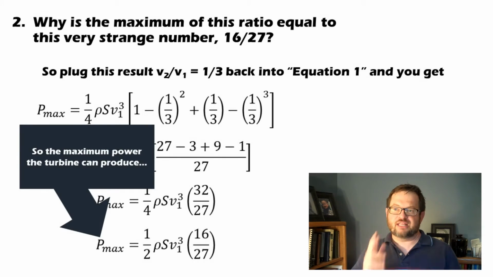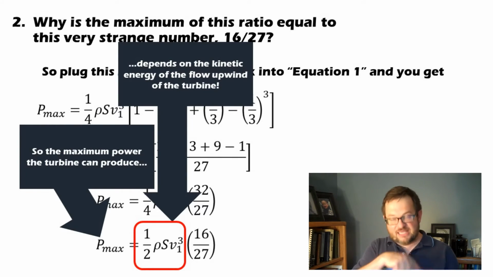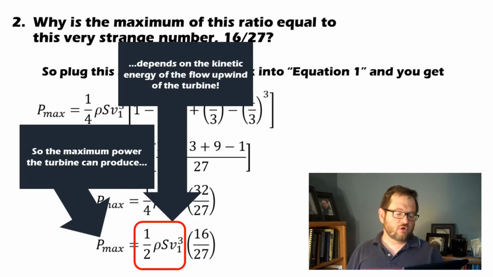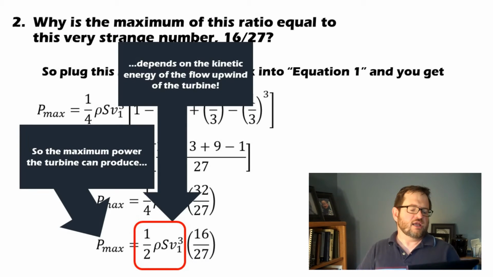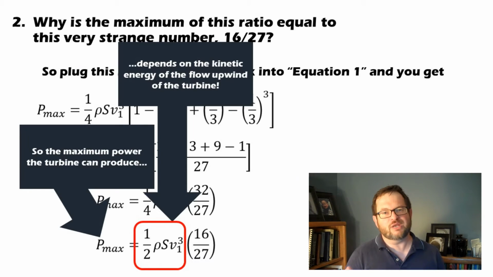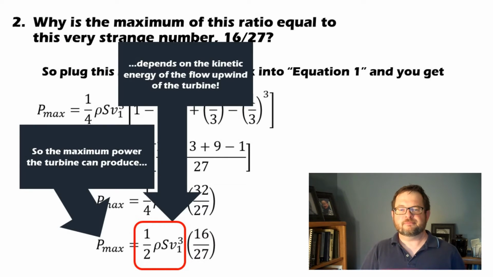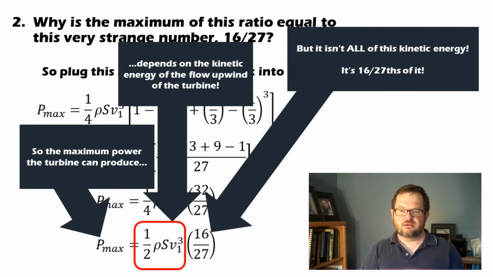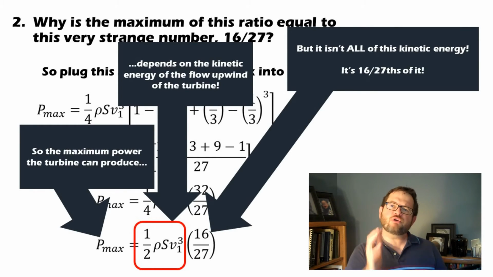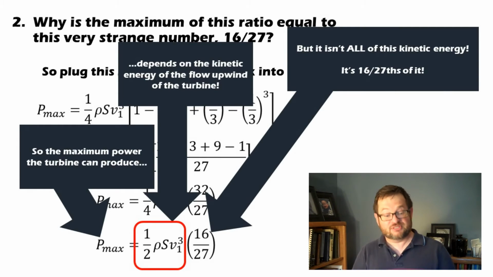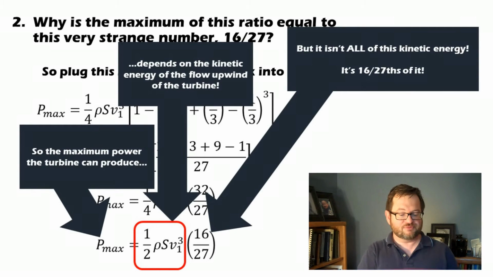Well, okay, so the left-hand side, P max, the maximum power that the turbine can produce, is equal to this thing I have in the red box here, 1/2 rho times S, the area of the turbine, times velocity upstream cubed. Hey, wait a minute, that's the kinetic energy of the wind upstream from the turbine. Okay, but not all of it. This fraction, 16/27, or 60% roughly. So the maximum power you can produce from the turbine is roughly 60% times the kinetic energy of the wind upstream.